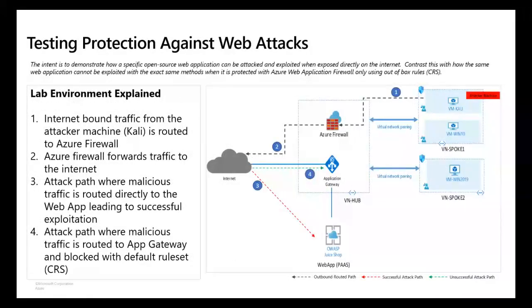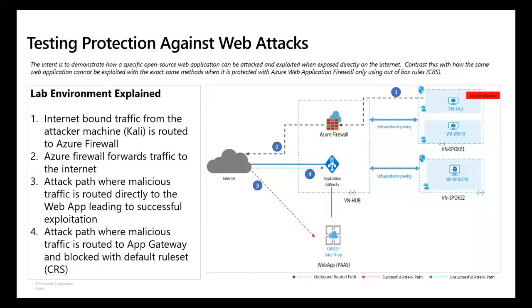Now, here we have all the details of how we will be running the attack simulation. If you look to the right of the screen, where we have the environment diagram, on the top right, we have a Kali Linux VM in one of the spokes, which we will be using as the machine from where we run attacks. The Kali Linux VM forwards all the internet-bound traffic to Azure Firewall, which sends it to the internet. Now, the OWASP Juice Shop web application, which is the target of our attack, is exposed directly to the internet with a public URL as well.